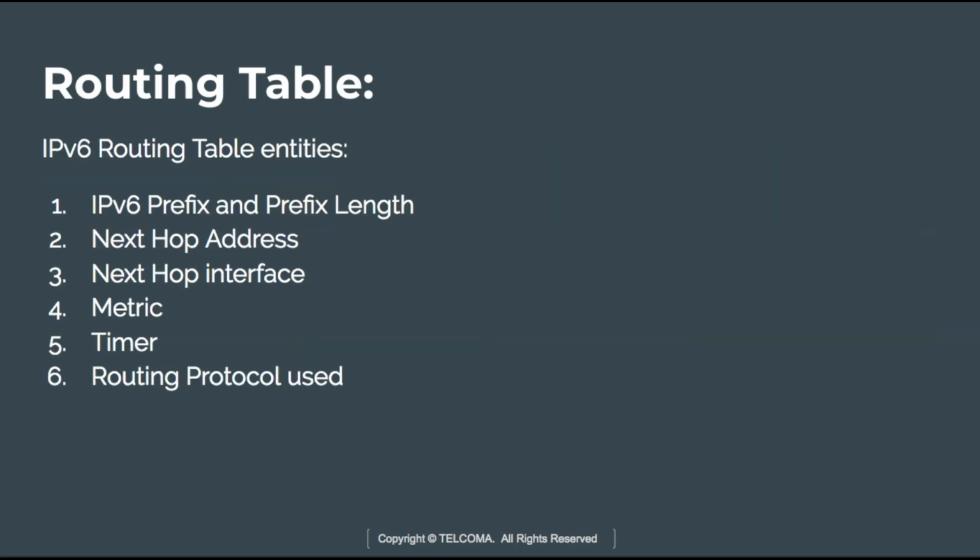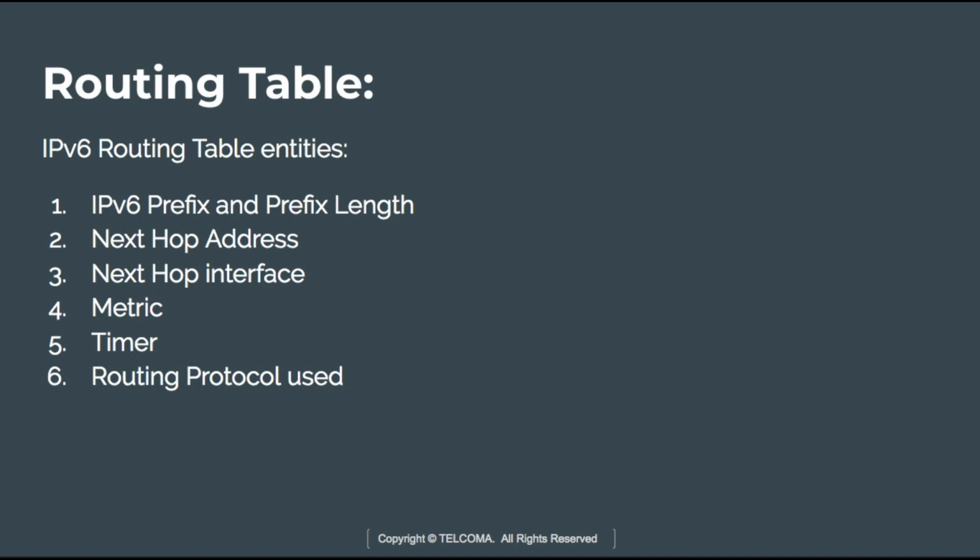Next, the routing table entities. In IPv6, routing table entities are the IPv6 prefix and prefix length. It will contain the address prefix and the prefix length. Next, it will determine the next hop address. It means the packet will move to the intermediate devices in the network, and it will contain the address of the next hop to which it will travel next.